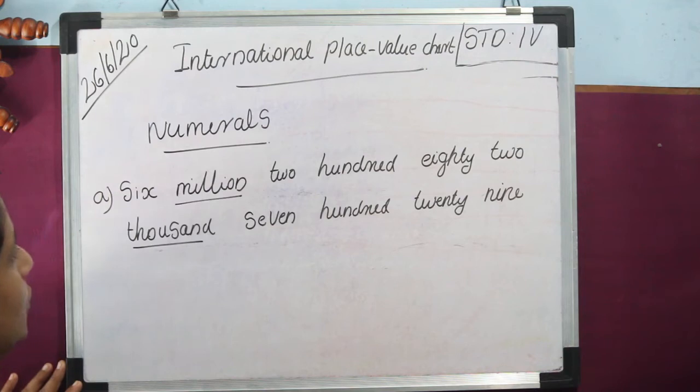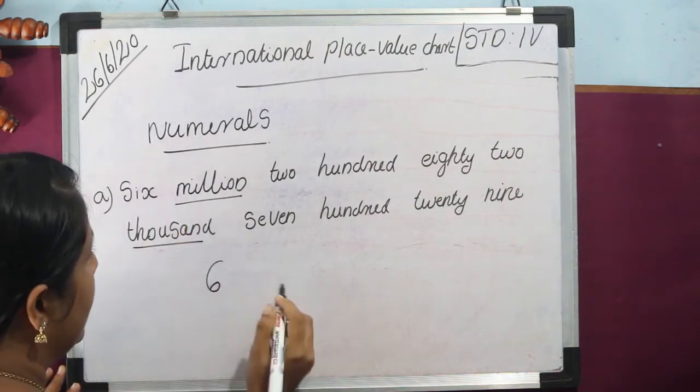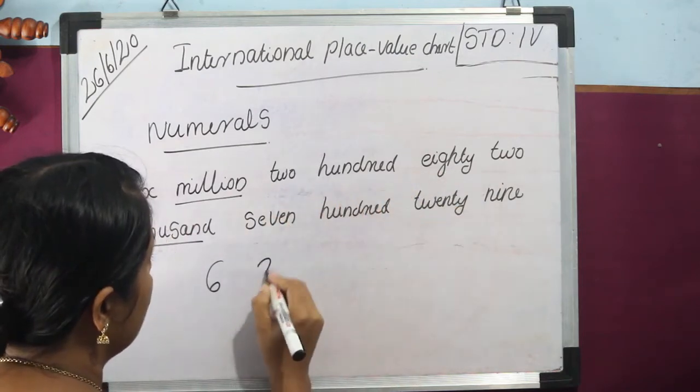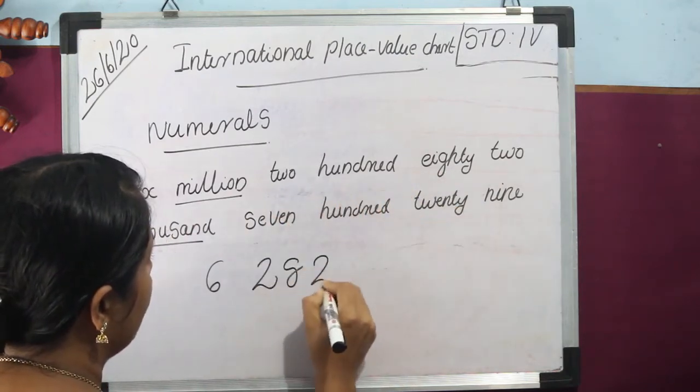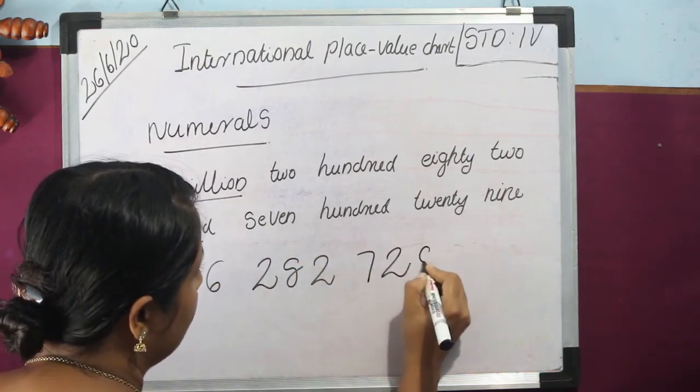Then, to write numerals based on the international place value chart, we write the numbers only, not the periods. That is, the first is 6, not writing million. The second is 282, not writing thousand. The third is 729.